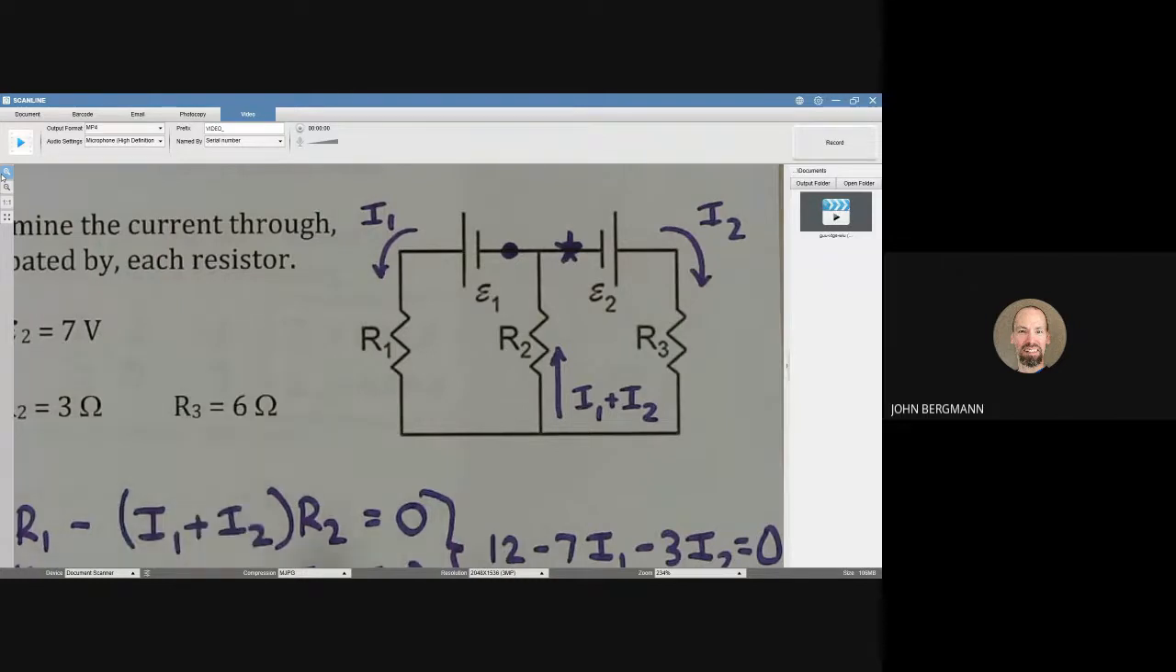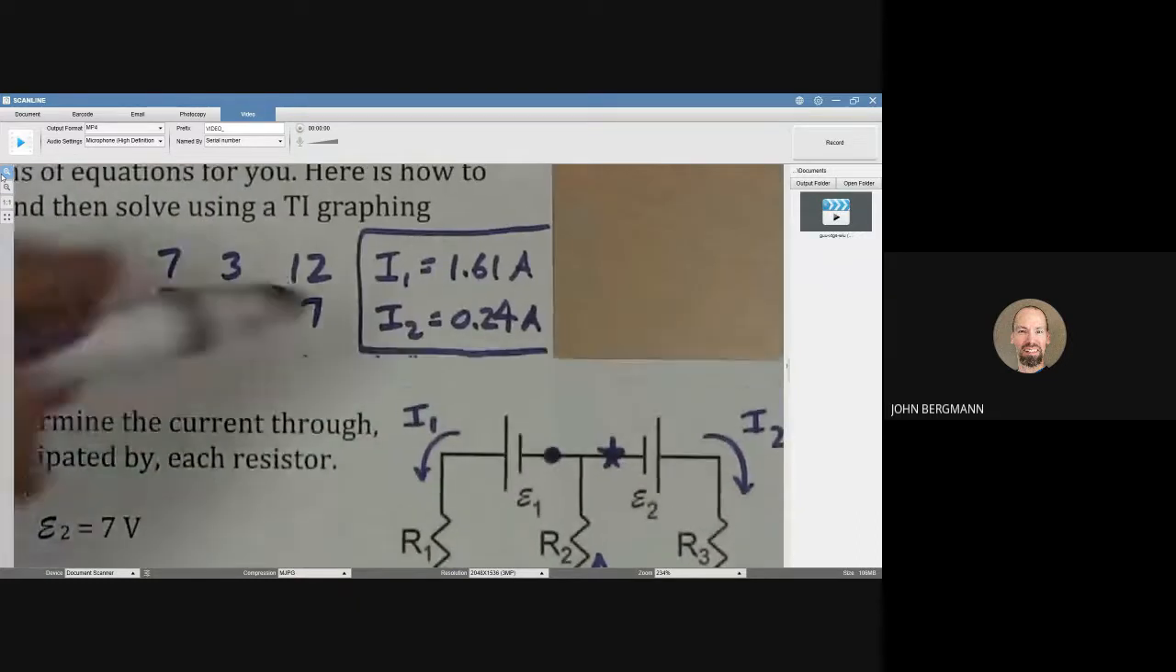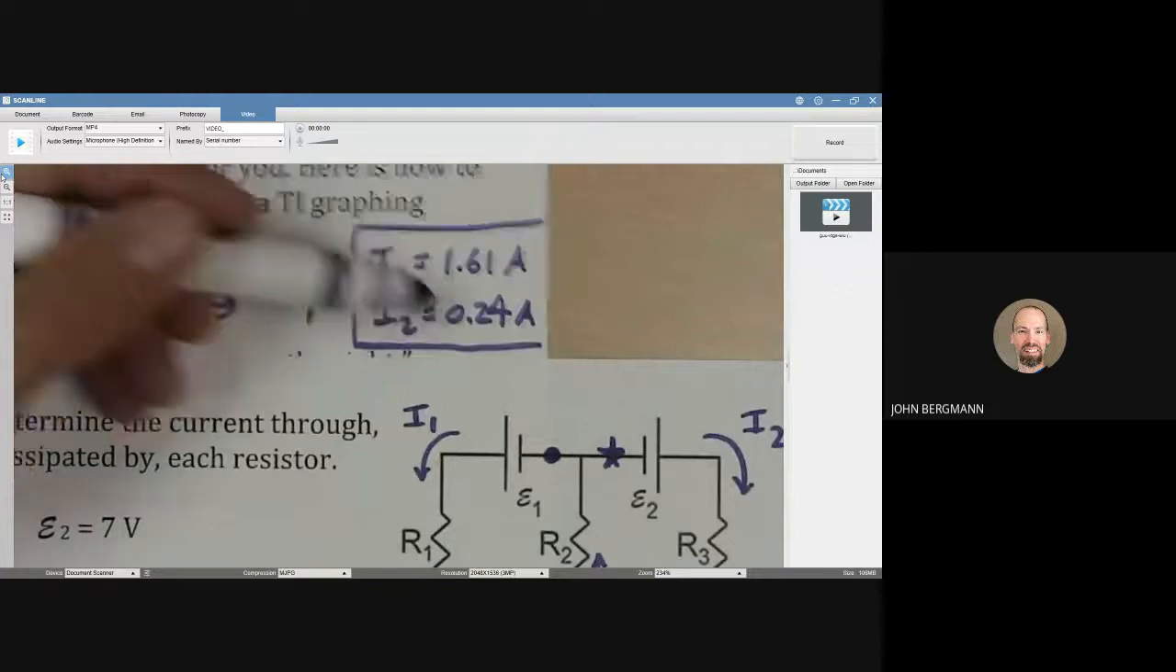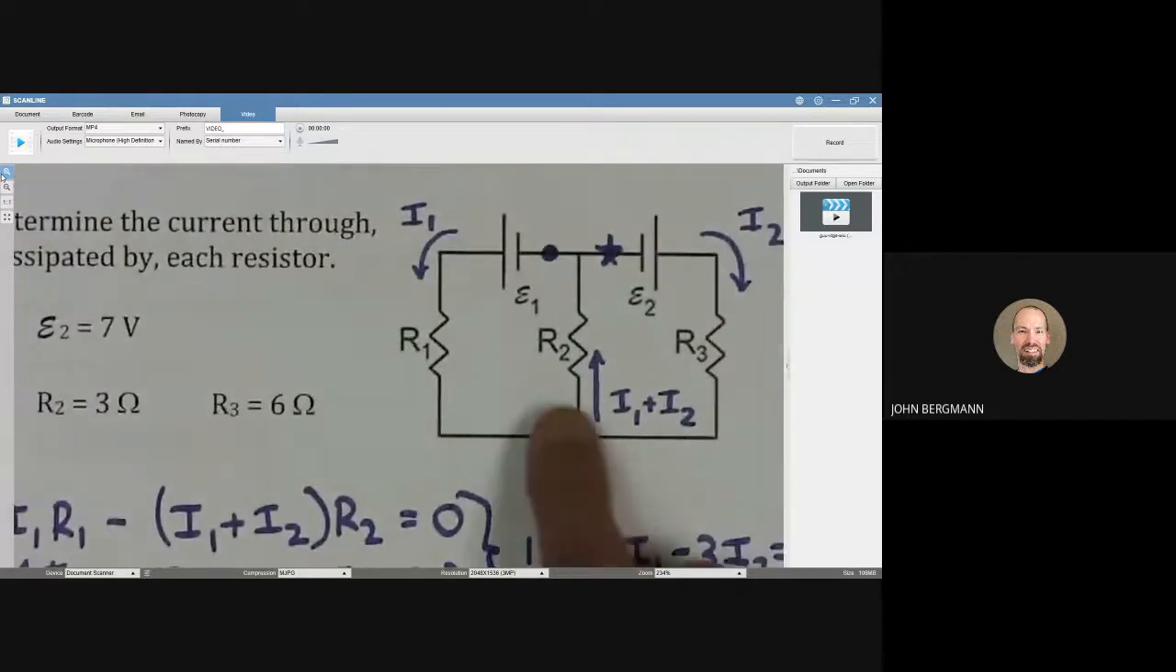Now, if this question had been, what's the current through R2? Then you would have to add your 1.61 amps right there and your 0.24 amps, because what's going through R2 is both of them.